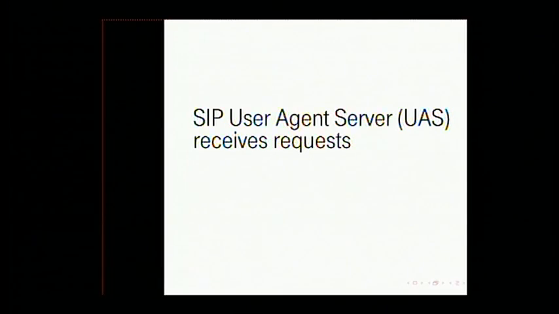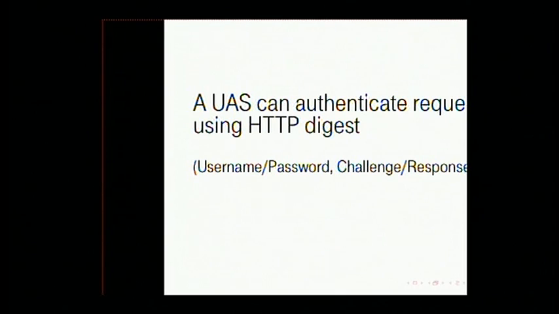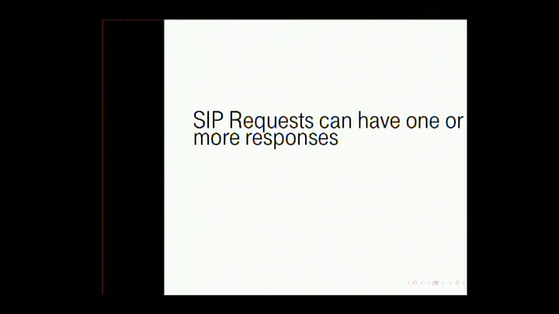Some more terms, the SIP user agent client is simply an entity which sends a request. A SIP user agent server is somebody who receives a request and replies with a response. A user agent server, or UAS, can authenticate requests with HTTP digest, which is a simple challenge response authentication method. SIP requests can have more than one response. In the case of the invite transaction, you have the ringing, which tells you, okay, you have reached the called party, but the headset is still on the hook, and you can have the final response if the user picks up the headset.